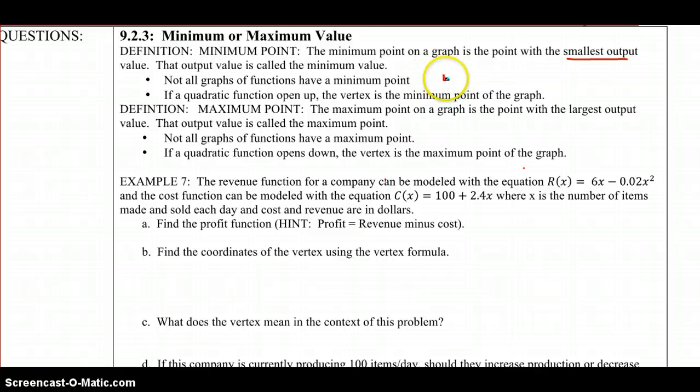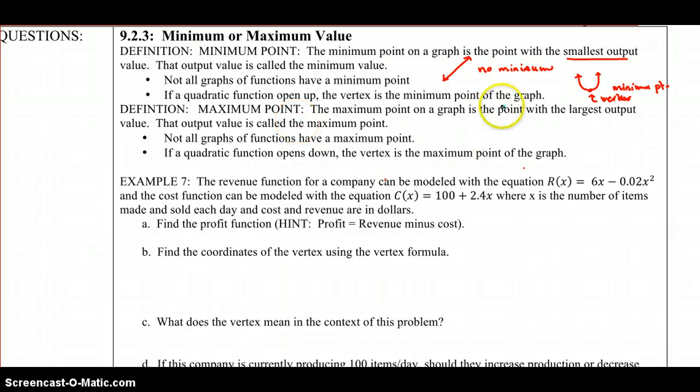So if we think of a linear function, there's no minimum point because there is no lowest point on the graph. But for quadratic functions that open up, right here at its vertex, this will also be a minimum point. Again, it has its lowest value here at its vertex.